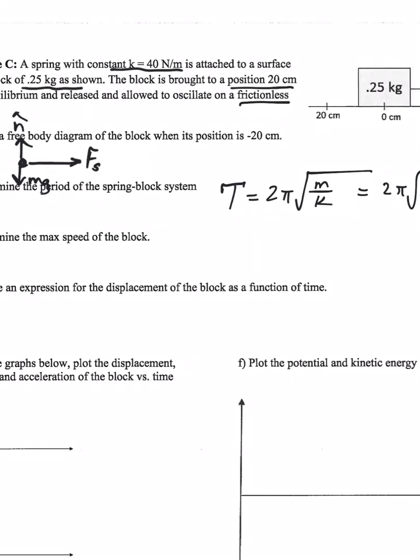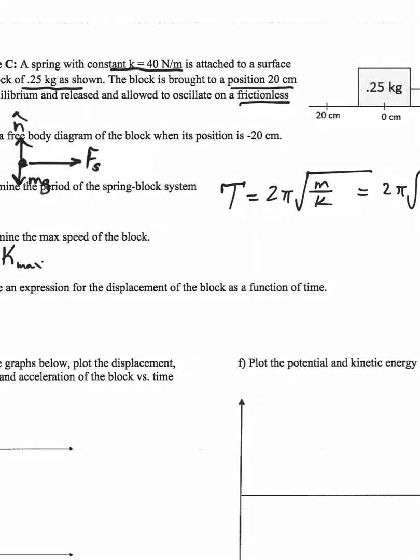Now, how do we find the max speed of the block? The max speed of the block is going to be the max what? It's going to be around the equilibrium. Max velocity, which is max kinetic energy. And where the kinetic energy is at a maximum, the potential energy is 0. Or it has to be equal to what the potential energy would be when it's at its max, right? So we know that, what?